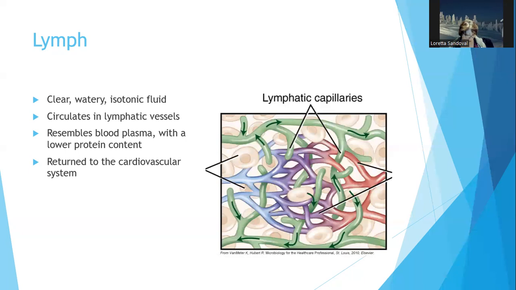So the vessels of the upper right quadrant of the body empty into the right lymphatic duct. So upper right quadrant into the right lymphatic duct, and it returns the lymph to the general circulation via the right subclavian vein. The rest of the lymphatic vessels drain into the thoracic duct in the upper abdomen and the thoracic cavity, and that duct drains into the left subclavian vein. So it's a little bit asymmetrical.